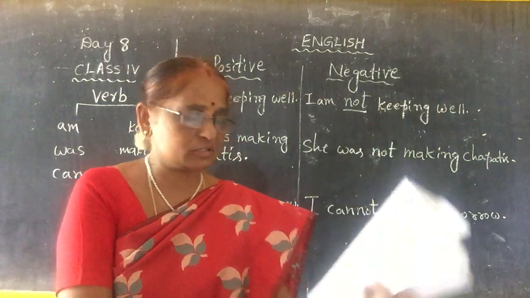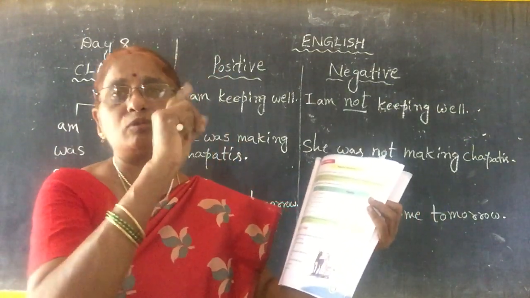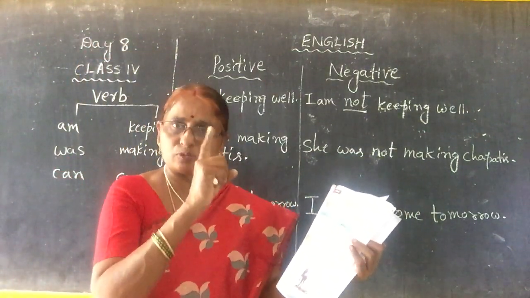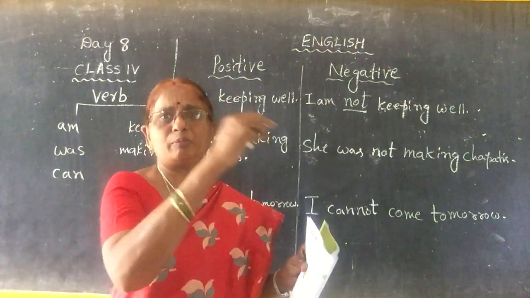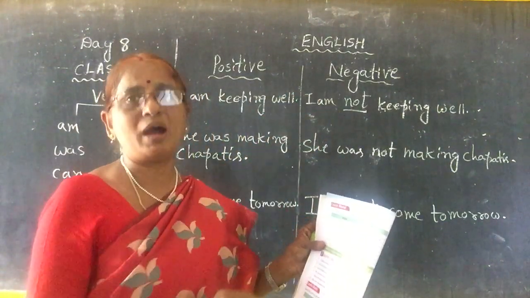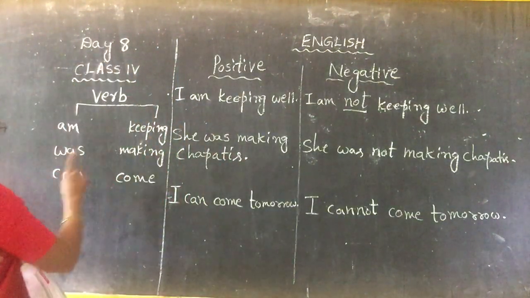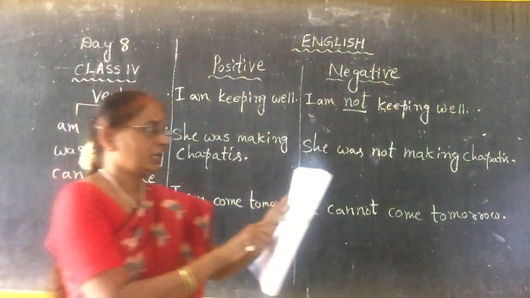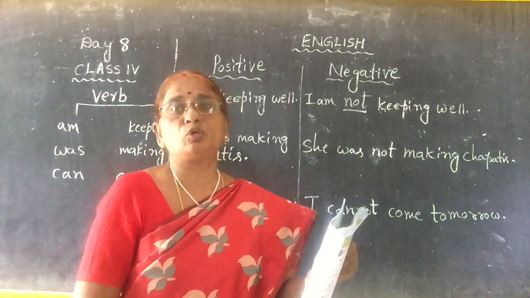But what is the difference between this table and this table? Here the verb is only one verb, children. That is the difference. Page number 15 has only one verb. Page number 16 has two verbs. I mean the verb is made of two parts. So one is am, keeping. Next, the second sentence, was making. This one, can come. See, changing into negative ones by adding NOT, not between the two parts.